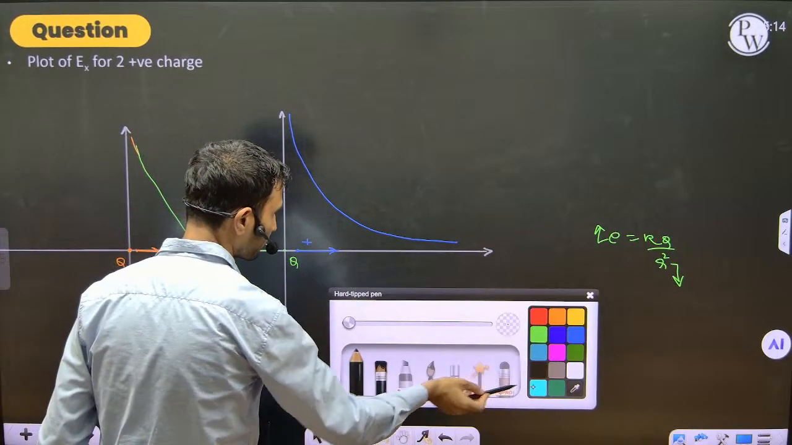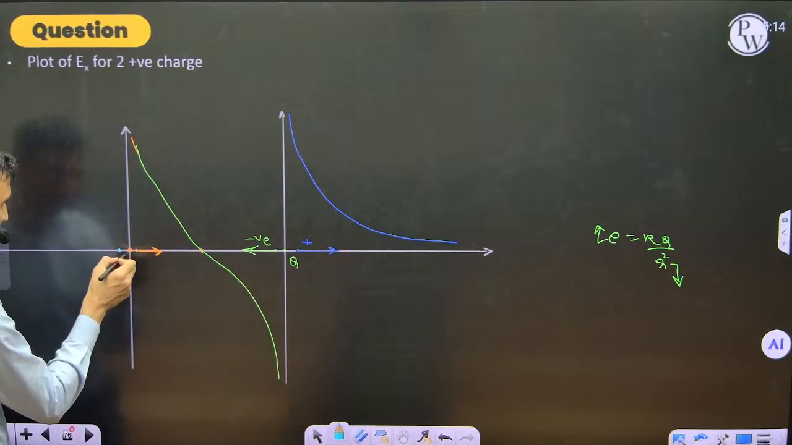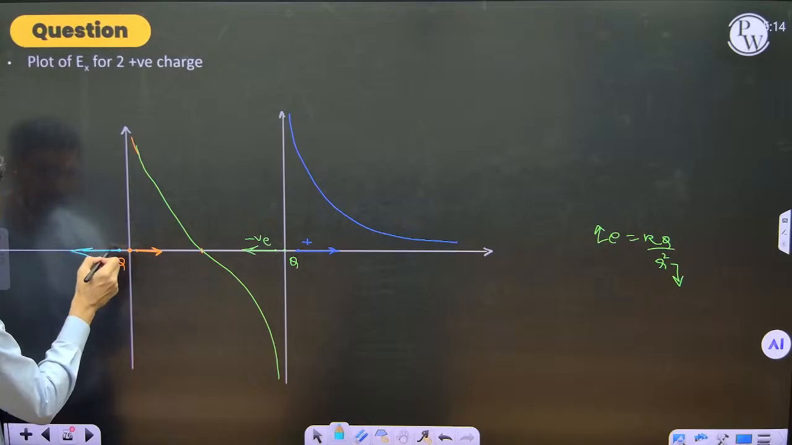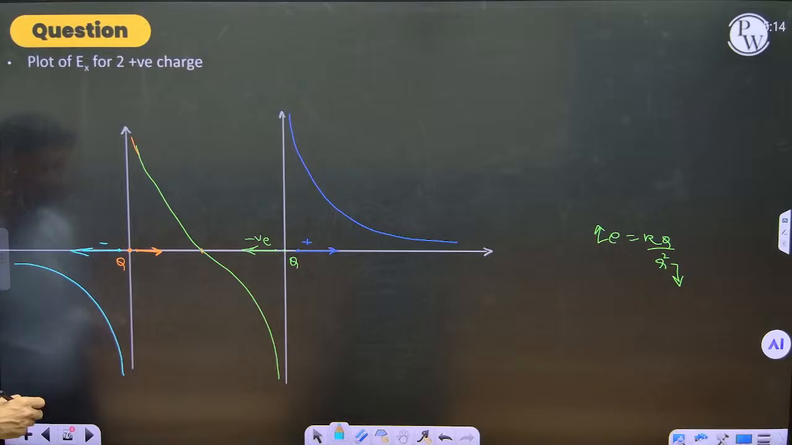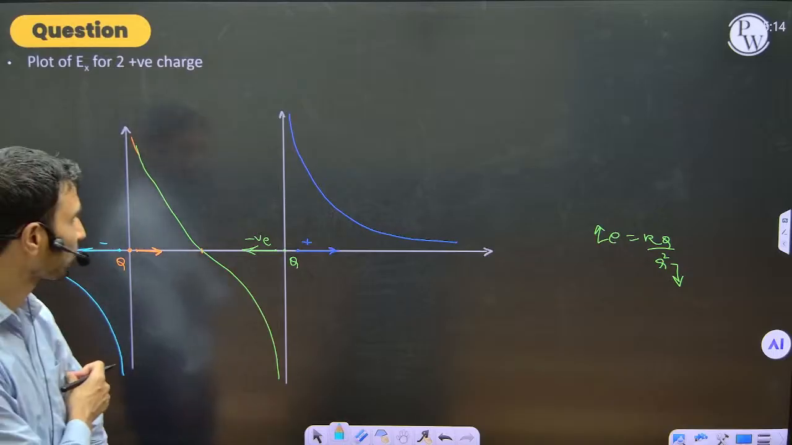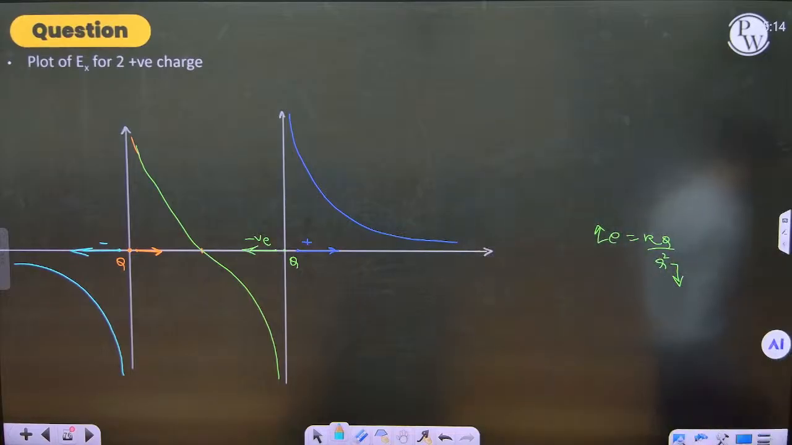And next, at this point, the electric field, because of the positive charge, will be in the left direction, right? That means negative, and negatively high. So it will start from here and go to zero. So this is how the graph will look like for two positive charges. Got it?